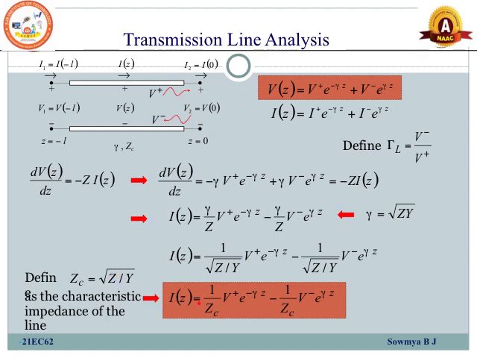So, I of z will be equal to 1 by Zc V plus e power of minus gamma z minus 1 by Zc V minus e power of gamma z. So, finally, we express the current also in terms of incident voltage and reflected voltage. This is the expression for the transmission line equation, particularly the current equation of the transmission line, and this is the voltage equation of the transmission line.